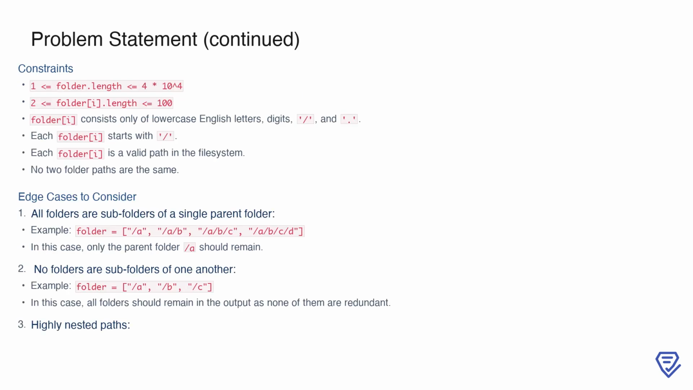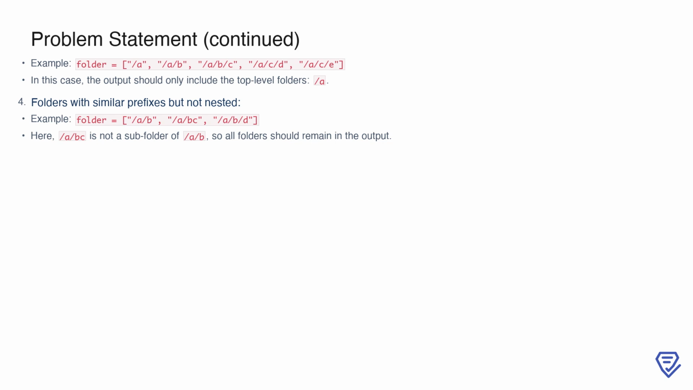In the third example, the input is /A//B/C, /A//B/CA, /A//B/D. Here, none of the folders are subfolders of one another. For instance, /A//B/C is distinct from /A//B/CA and /A//B/D, and they do not share a direct parent-child relationship. As a result, all the folders remain in the output. This highlights a scenario where no redundancy exists, so the output matches the input /A//B/C, /A//B/CA, /A//B/D. This shows that the solution must carefully distinguish between nested paths and paths that only share similar prefixes.